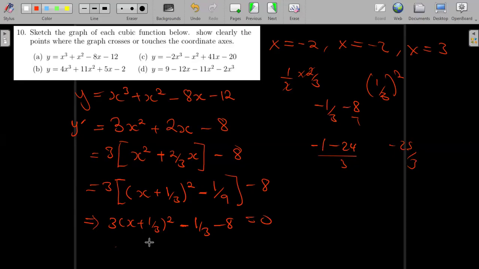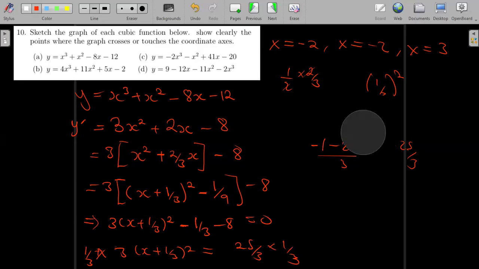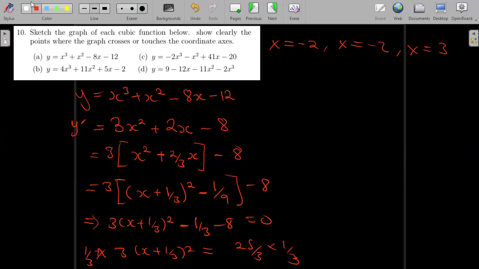So I'll take it that side. So this will be x plus 1 over 3 squared. The negative becomes positive and it becomes 25 over 3. And then I can multiply both sides by 1 over 3. Then, of course, I just get 25 over 9 on the right side. On the left side, I remain with x plus 1 over 3 squared. Then this side, I'll just get 25 over 9. I invoke the root now, like that. Then I'll remain with x plus 1 over 3.